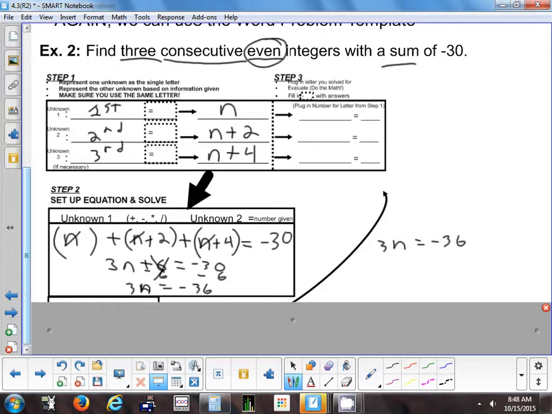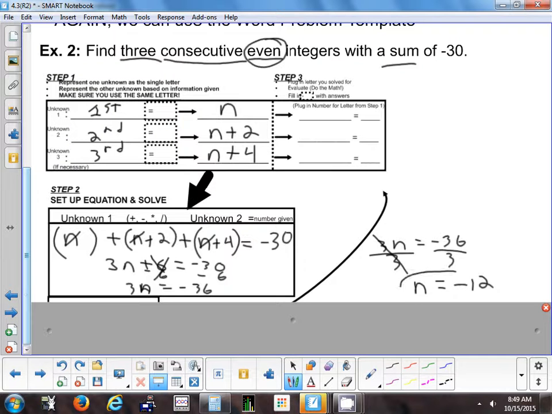Last step, get rid of this 3 by dividing. Okay, so what's n if we do that out? What's negative 36 divided by 3? Answer will be positive or negative? Good. Yep, it's going to be a negative 12.